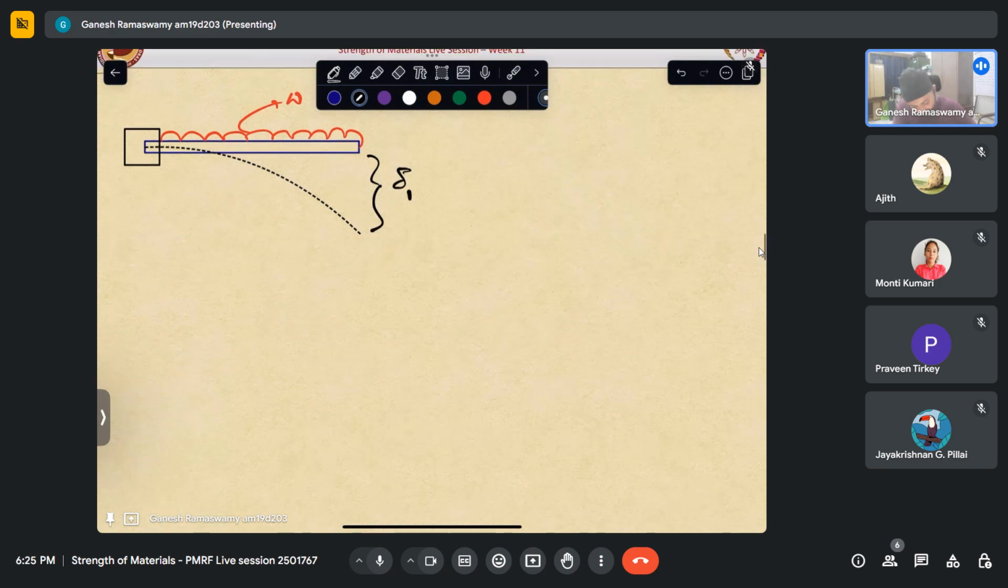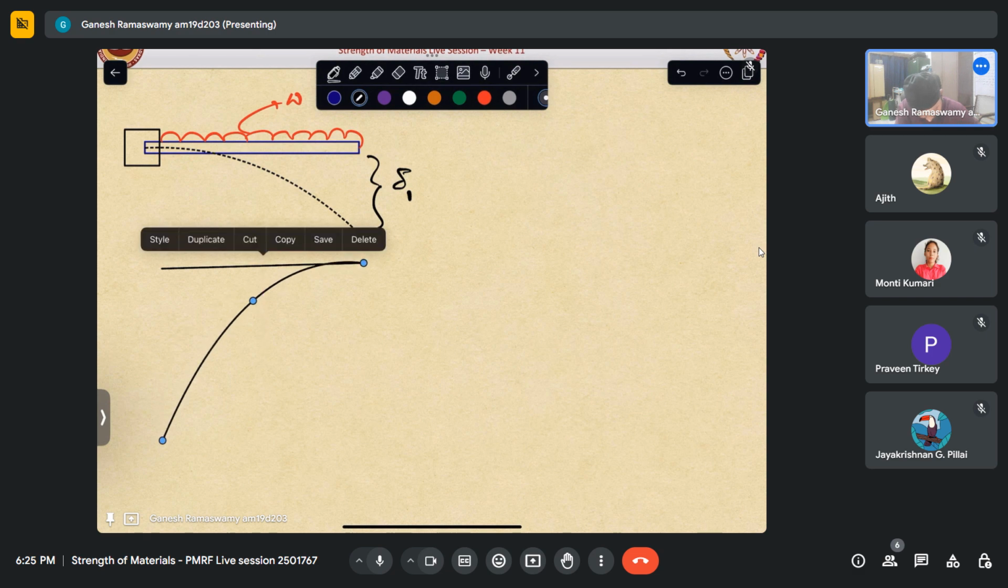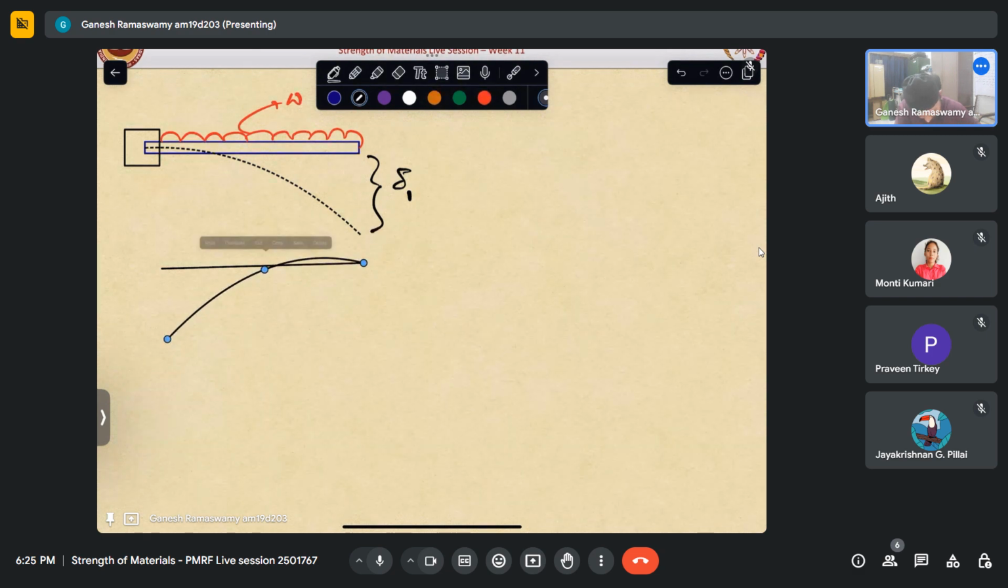So for this problem, I know that my bending moment diagram is a parabola, something like this.